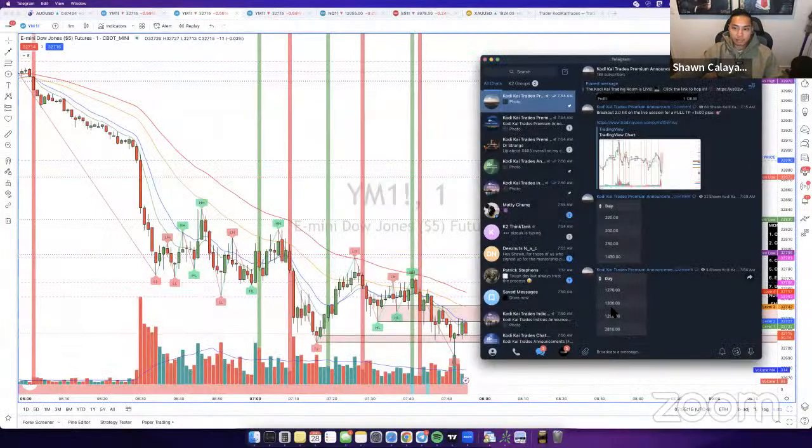So here's my MFF account. I locked in 1,270. Here's my MFF number 2, locked in 1,300. Here's my MFF number 3. I locked in 1,290, and then my FTMO locked in 2,810. So pretty solid profits all around.